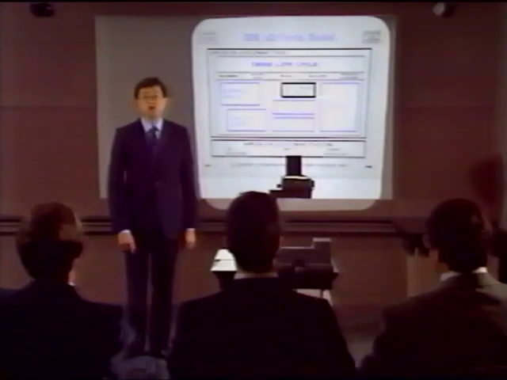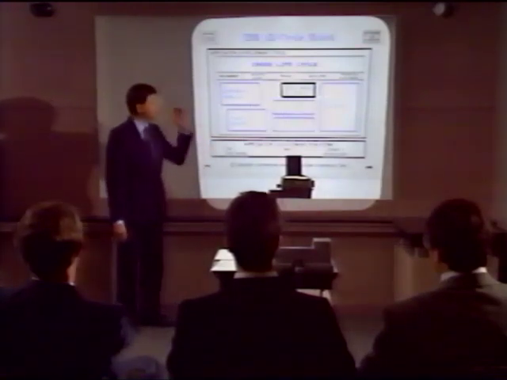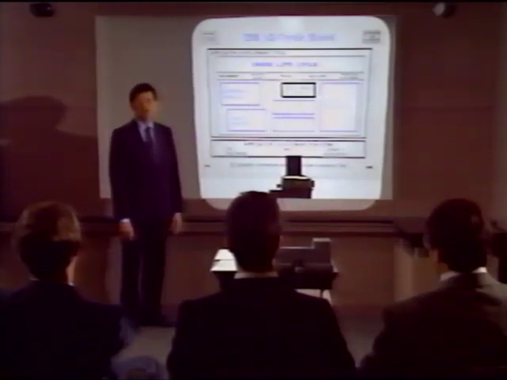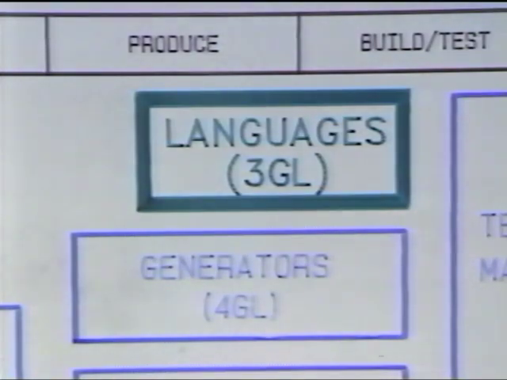AD/Cycle Code 400 is part of the AD/Cycle family of products. What I have here is the framework of the AD/Cycle strategy that was announced by IBM in September of 1989. In the produce phase, where we can create applications, we have basically two main technologies on the AS400. The first one is the high-level programming languages, which is languages like RPG, COBOL. As well, there's the generator technology.